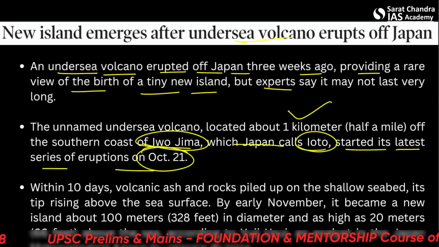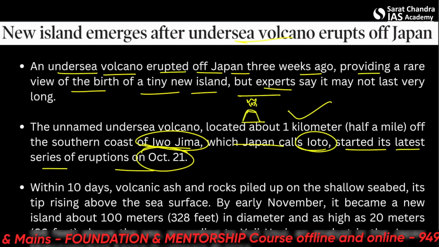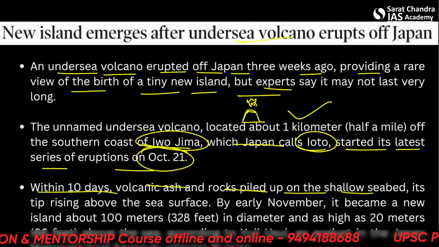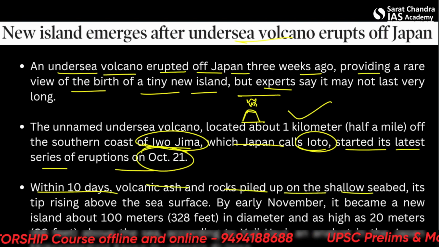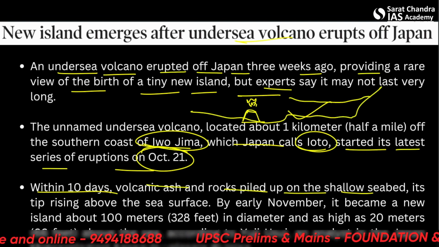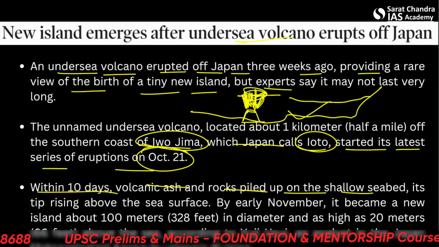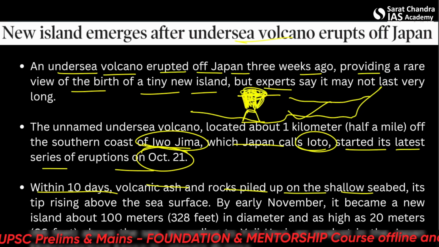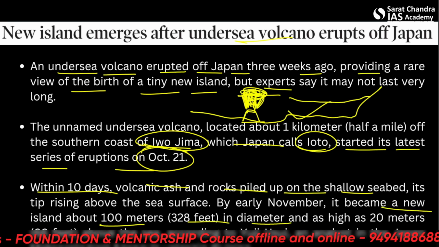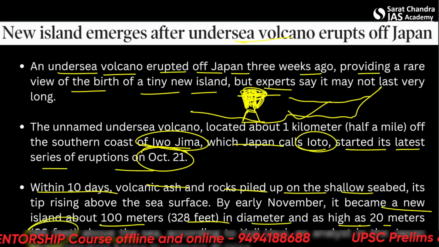This is basically a volcano under the water, which erupted. Within 10 days, the volcanic ash and rocks piled up on the shallow seabed. The seabed is not very deep. Here the land is here and the volcano is here. What we are seeing is that the rock and the lava that emerged has come towards the water surface, and it became a new island about 100 meters in diameter and at highest 20 meters above the sea. That means 66 feet above the sea.